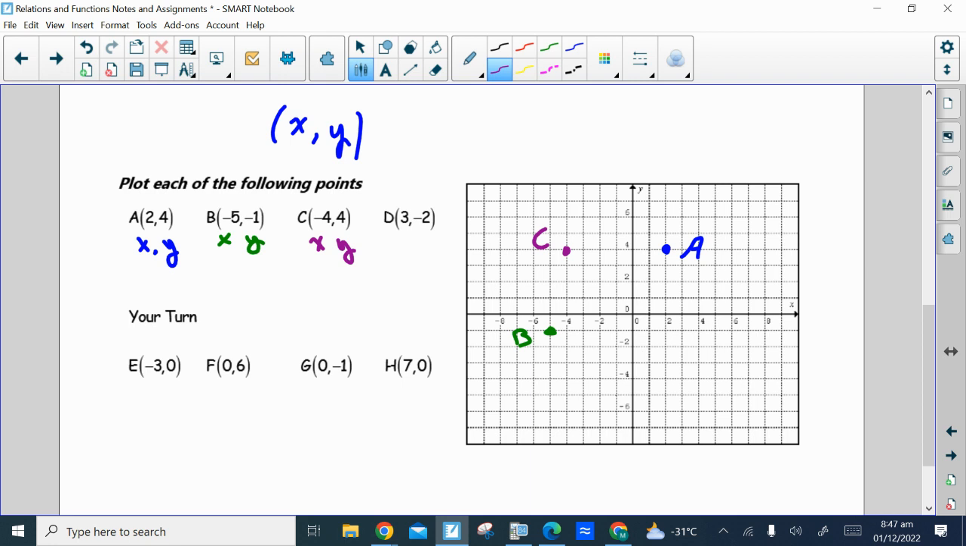And as I said in the video, you could have done the Y value first. A Y value of 4 means you go up 4, and then an X value of -4 goes to the left 4. It's the same point. Normally we do X first, Y second, but you don't have to. So the last point, X is +3, so you're going to go 3 to the right. Y is -2, which means you'll go down 2. So there's point D.